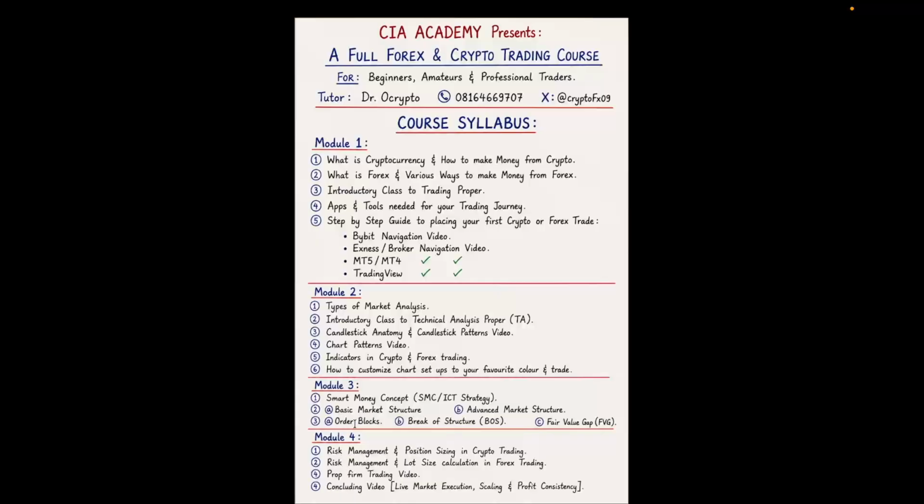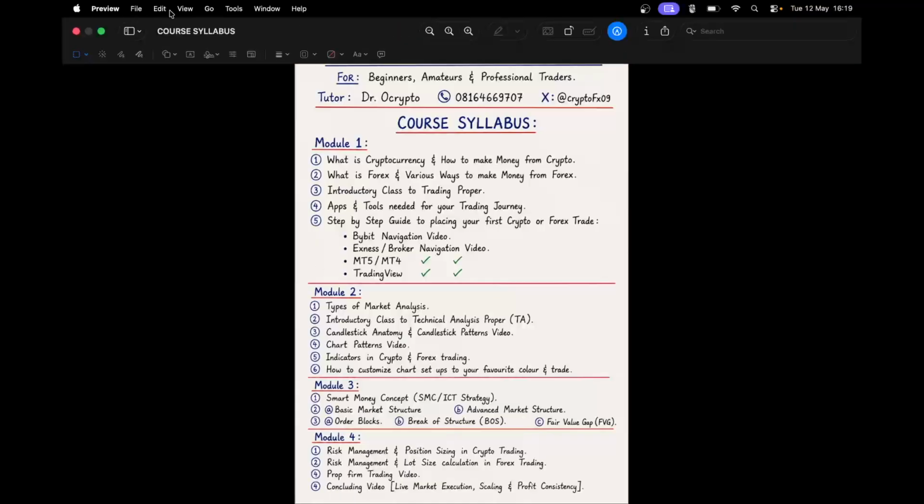So I think we've covered order blocks. We covered break of structure. We've covered fair value gap, and I even added some other things too, like supply and demand zone, breaker block, and so on and so forth like that.